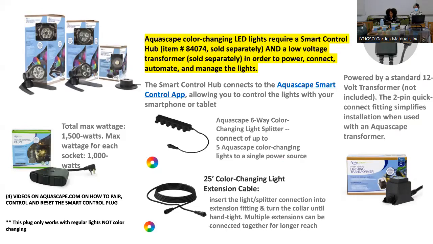The color changing lights do require a small control hub and a low voltage transformer, which are sold separately, in order to power, connect, and automate and manage the lights. I have a really good diagram coming up that shows you exactly how those things are connected. The cool thing about those is they have a smart control app where you can control your lights with your smartphone or tablet from anywhere.